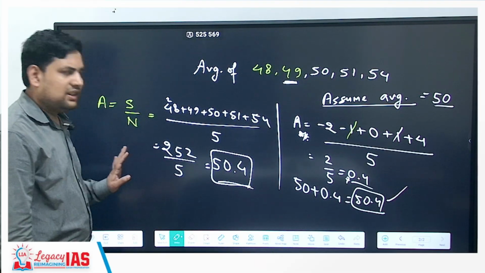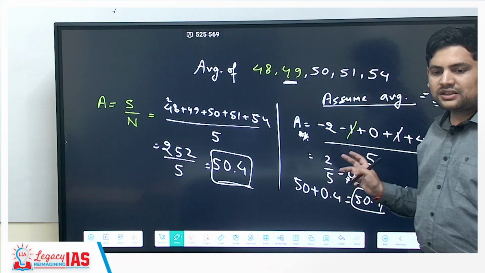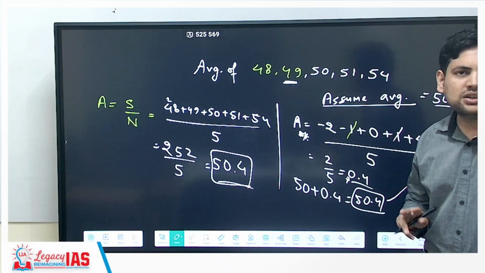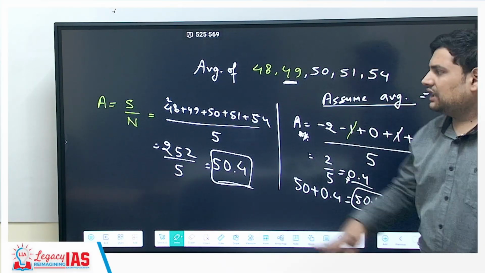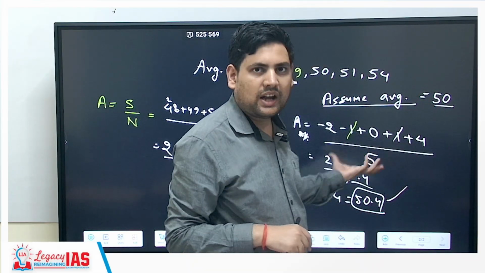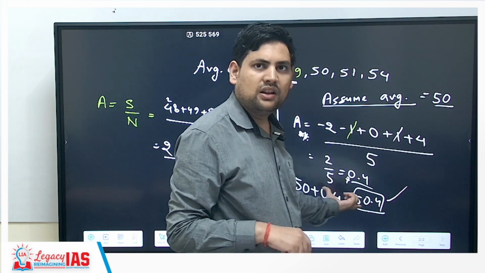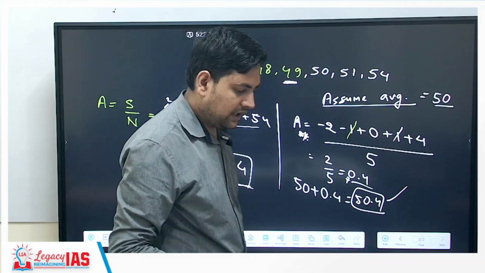Understood? So this is another way of doing this. If you have a data set, usually they don't ask questions from data interpretation now, but if there are questions from data interpretation, this becomes useful. Instead of adding all the observations, you have just assumed an average, and based on that, plus or minus, you are counting, and it gives you much faster results.